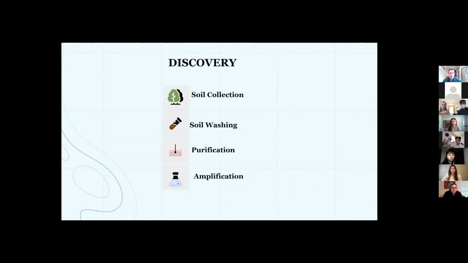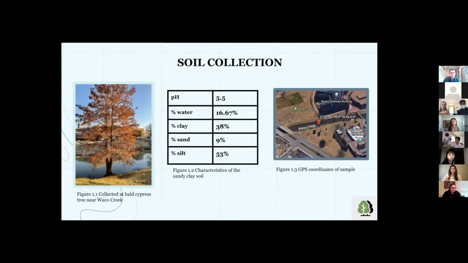The C-Phages program is divided into two parts, discovery and analysis. I'll first walk you through the first part of discovery. It consists of four main steps: soil collection, soil washing, purification, and amplification. So phage casserole was found under a bald cypress tree near the Waco Creek near the Baylor Sciences Building.